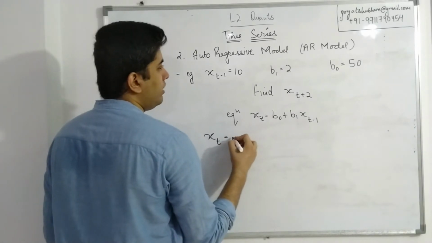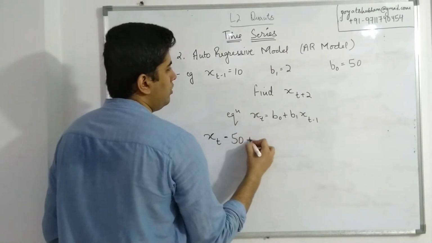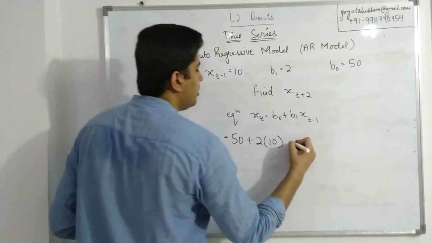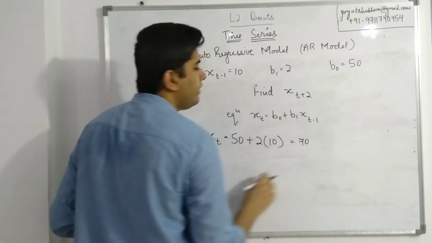Xt would be b0 plus b1 into xt minus 1. This comes out as 70.